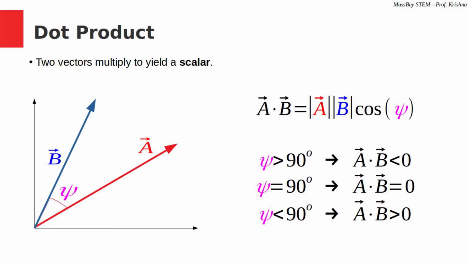To sum up, if two vectors are more than 90 degrees apart, the dot product will be negative. As we've seen, if they're exactly 90 degrees apart, the dot product is 0. And if they're less than 90 degrees apart, the dot product is positive.